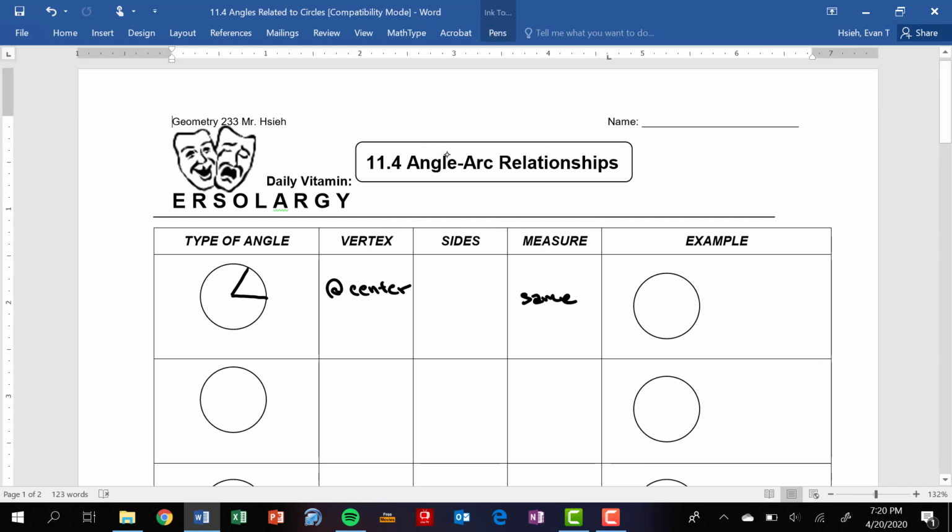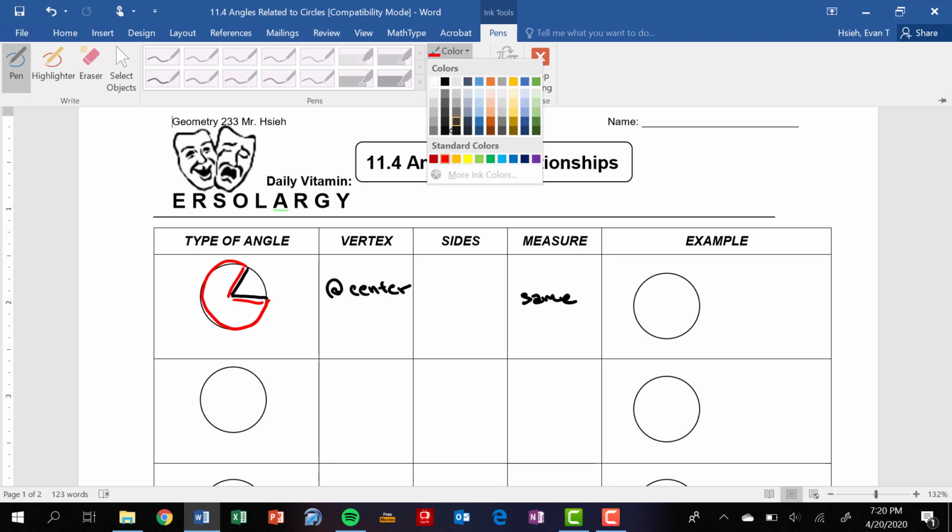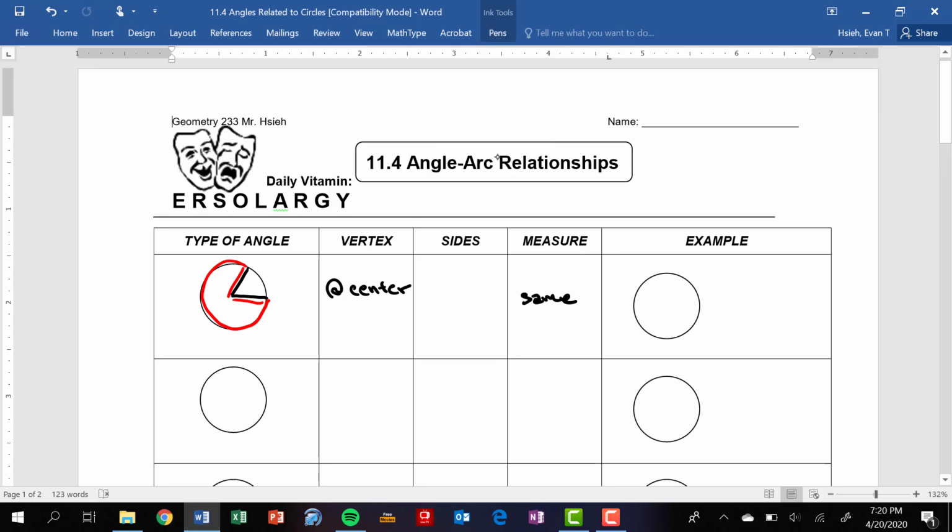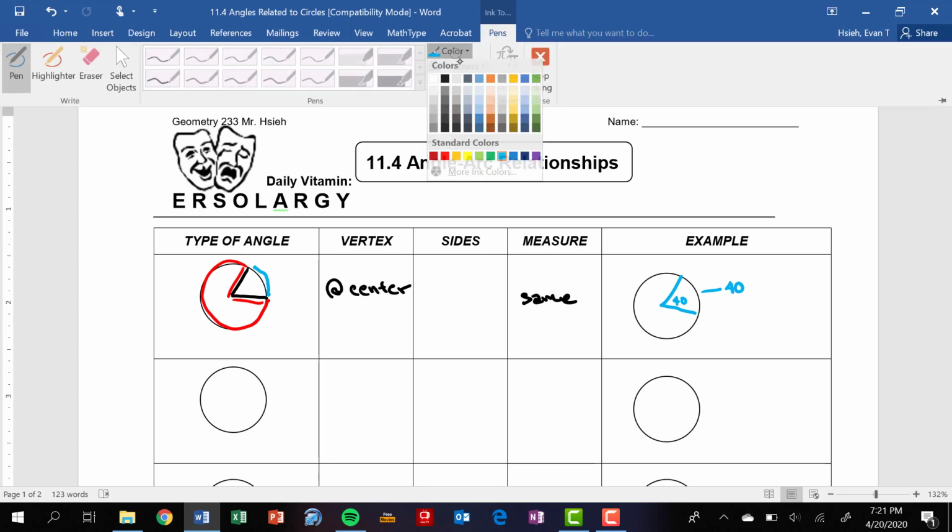So when we're talking about an intercepted arc, I like to think of it almost like a Pac-Man. So you've got a Pac-Man here. Hopefully you can all kind of see the Pac-Man, and hopefully you all know what Pac-Man is, and how it eats this arc right there. So that is the intercepted arc, the blue arc that the Pac-Man is eating. And so if this angle here is 40, then I know that the measure of this arc is 40. Or likewise, if I know the measure of the arc is 40, then the measure of the central angle is 40 degrees.